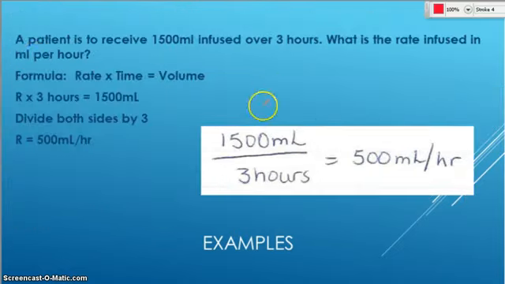Okay. This one, we have a patient receiving a 1,500 milliliter infusion over 3 hours. What's the rate infused in milliliters per hour? So rate times time is volume. We don't know the rate, but we know that it is going to take 3 hours and that there's 1,500 milliliters. Divide both sides by whatever's with that letter, in this case 3. 1,500 divided by 3 gives me 500 milliliters per hour.